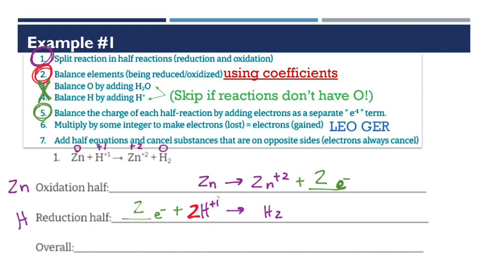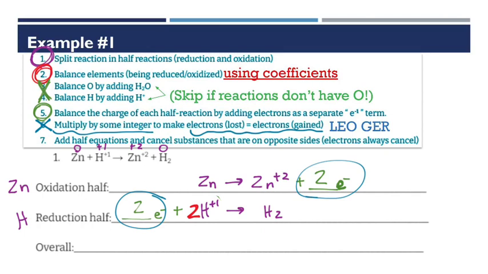Now at this point, we have added our electrons, and the next step says to multiply by some integer to make the electrons lost equal to the electrons gained. Well, they're already equal. 2 electrons, 2 electrons. So we don't really have to do anything there. We always should check, but there's no changes to make to the reaction if they're already equal.